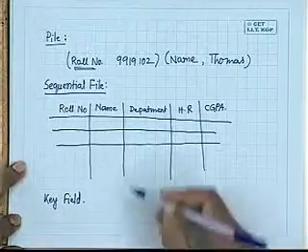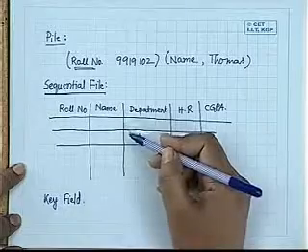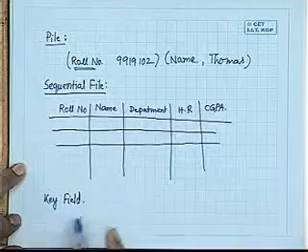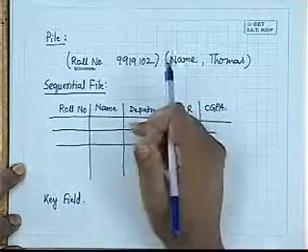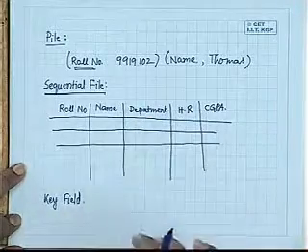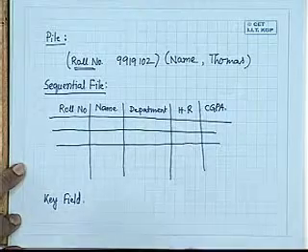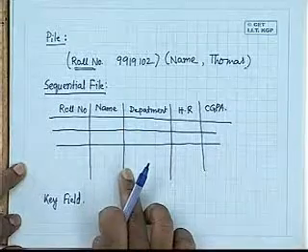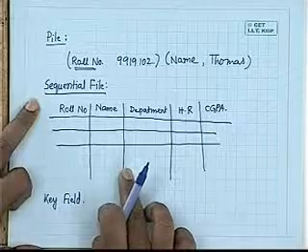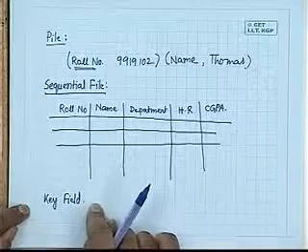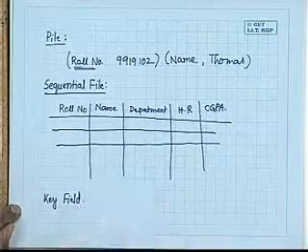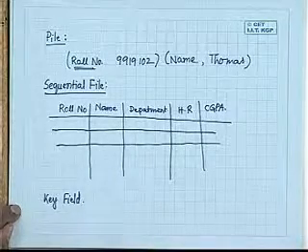And all the records in the sequential file are usually put in some sequence, some order of the key fields. Maybe they will be placed in ascending order of the key values or descending order of key values. So always the records in a sequential file are placed in a particular order, either ascending or descending order of the key values. So this ordering is done on the key values or key field.